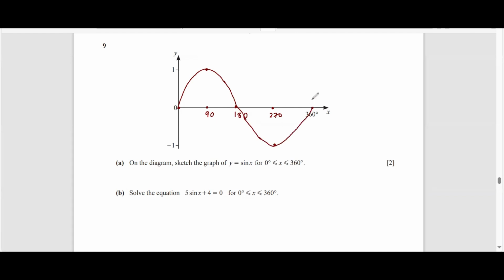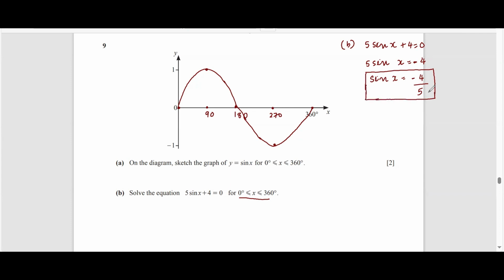Now, after that, we have to solve the equation. For the B part, 5 sin x plus 4 equals 0. Again, the interval is mentioned here as between 0 and 360. So take positive 4 to the other side. We will get 5 sin x equals minus 4. Now, sin x will be minus 4 over 5. Don't forget to put this in a box. Sin x equals minus 4 by 5.